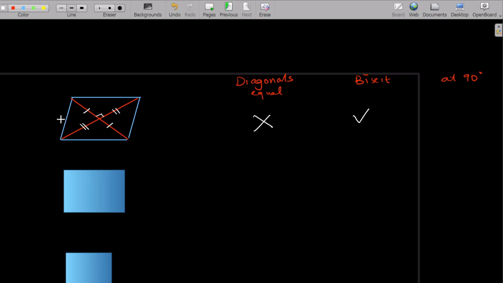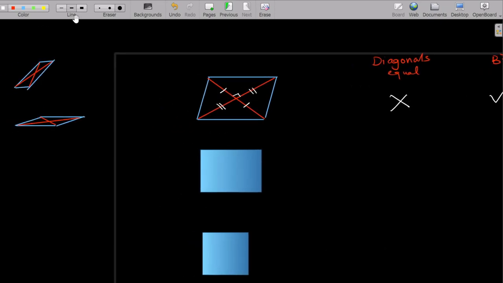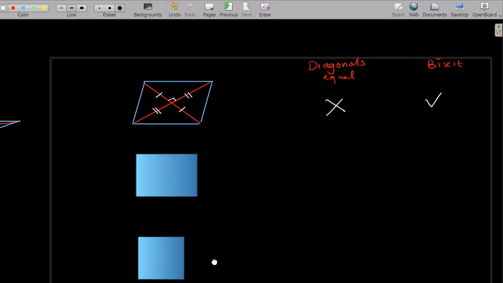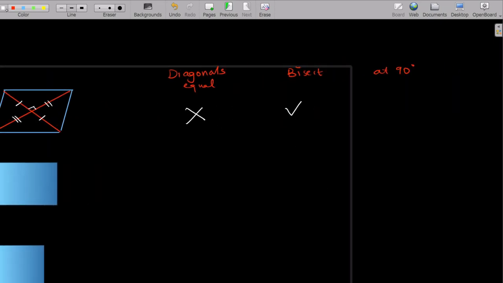Actually, no. I don't think so. So if you ever find yourself confused, then draw a very slim parallelogram. Like here I've drawn a very slim parallelogram, and here you will get answers to everything. So first of all, diagonals are not equal, but they will bisect each other. But this angle is not 90 degrees, so they do not bisect at 90 degrees.